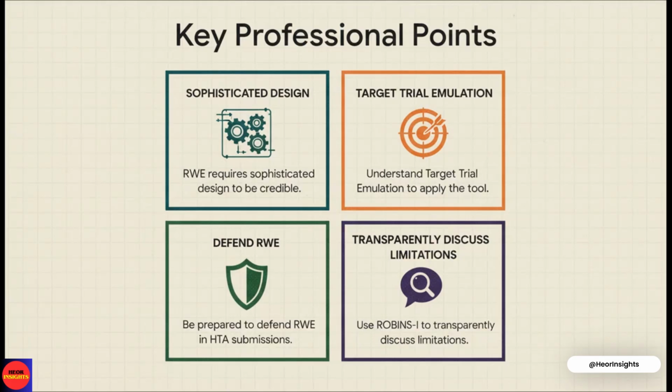So, for your professional role, here's what you need to remember. First, for RWE to be credible, it needs a really sophisticated design and proper statistical adjustments. Second, you have to understand target trial emulation to use this tool right. Third, when you're in front of an HTA agency, you need to be ready to defend your RWE, because it will probably face scrutiny and a potential serious risk rating. And finally, you should use ROBINS I proactively to be transparent about your study's limitations and discuss them openly.